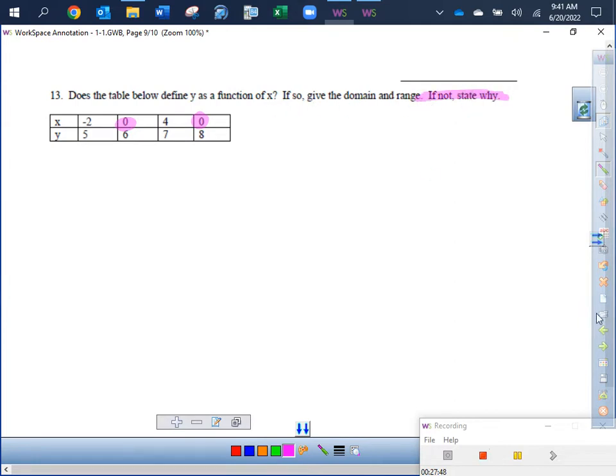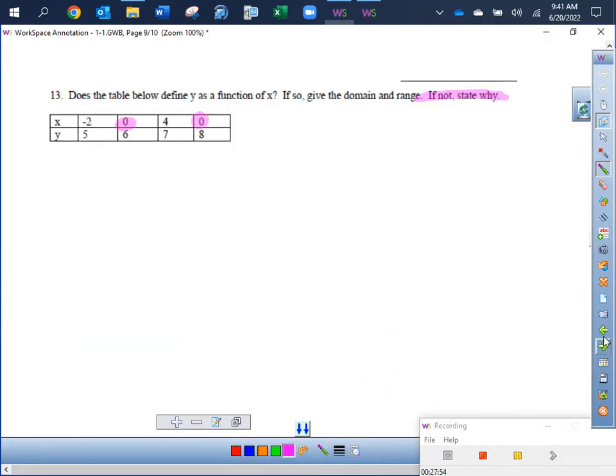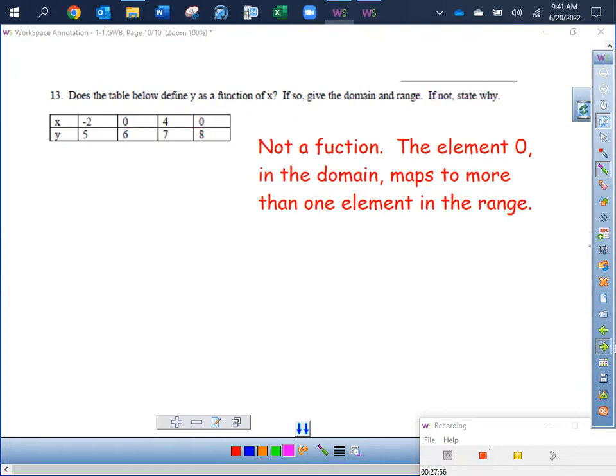If you say yes, you just list the domain and range. Since it was nothing but points, you would list the domain and range like this. If we did say yes, you'd list all your x's, list all your y's. But we said no, so here's what we'll write. This is not a function because the element 0 in the domain maps to more than one element in the range. That's how you'll have to write it on our test. That's how we'll write it right here when you say no to these. So if you need to pause the video to write that down, please do so.